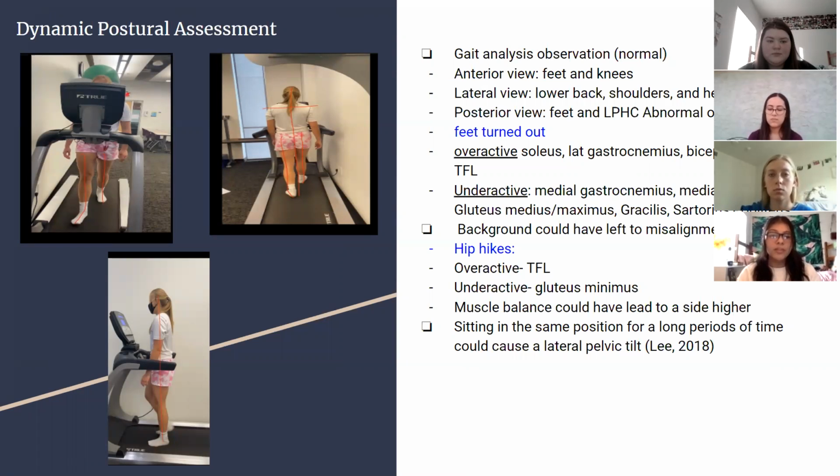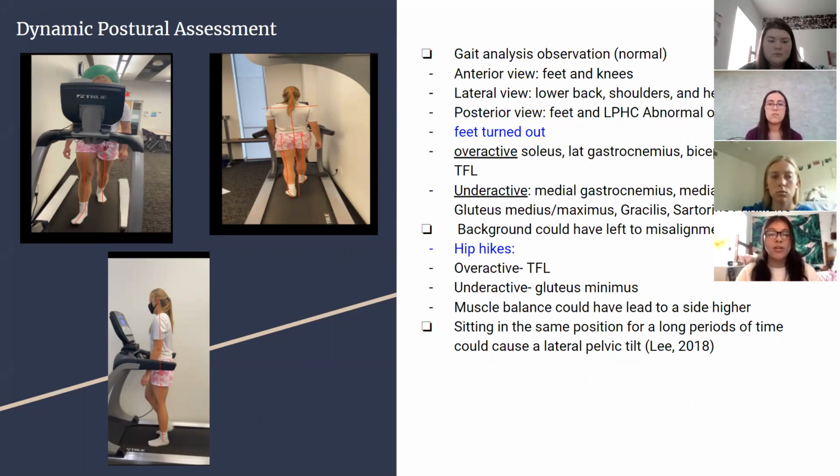Okay, we are now moving to the dynamic posture assessment, and we decided to go for the gait analysis observation. The purpose of this test is to essentially determine if there's a correct posture during ambulation, which technically is walking. For us, during the anterior view, we're looking for the feet and knees. The lateral view, we're observing the lower back, shoulders, and head. And for the posterior view, we're looking at the feet and the LPHC. And we're just determining if there's any observation, any abnormalities.